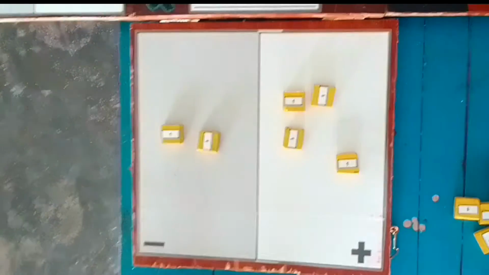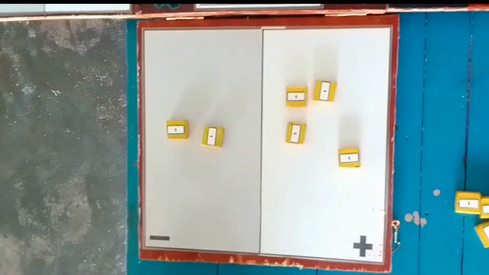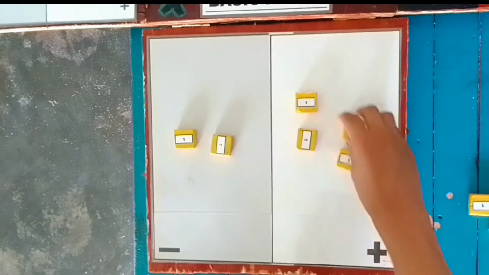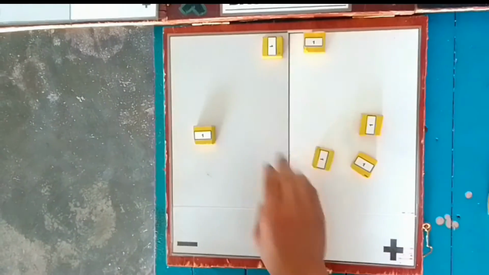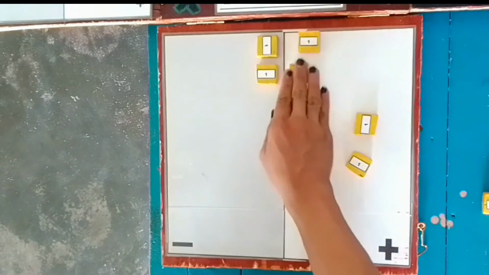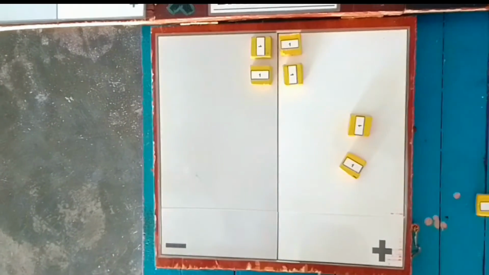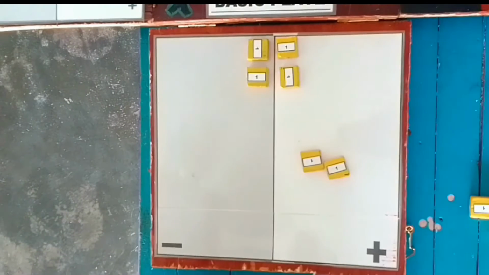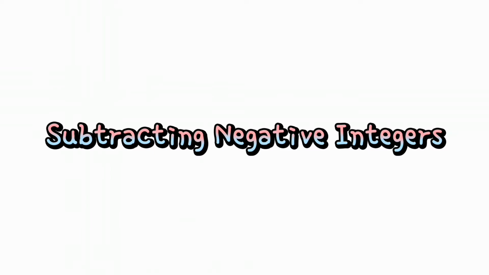So after the SAO strategy, we will be utilizing the zero pair strategy. So we will again pair the coefficients. So this is the first pair, the second pair, and as you can see, there are 2 remaining tiles on the positive side that indicate the answer. Next is subtracting negative integers.